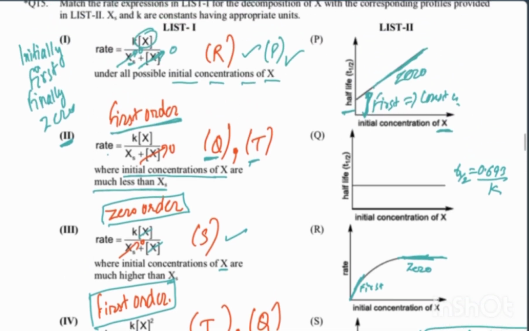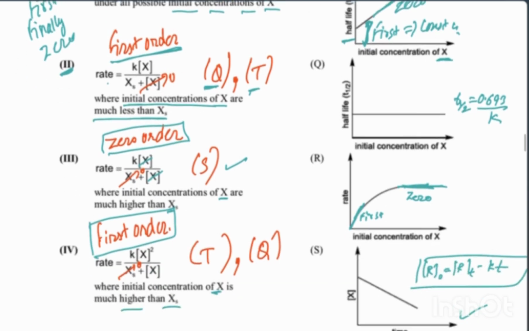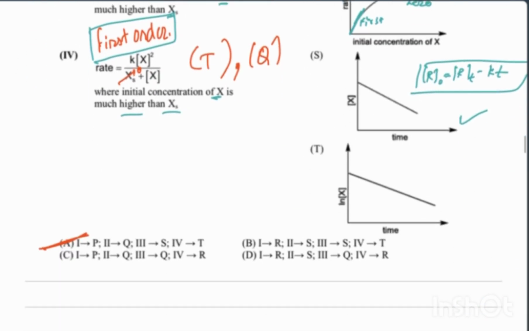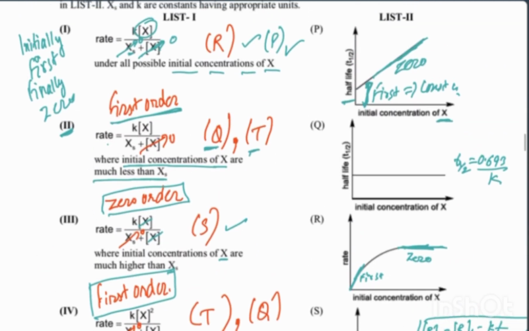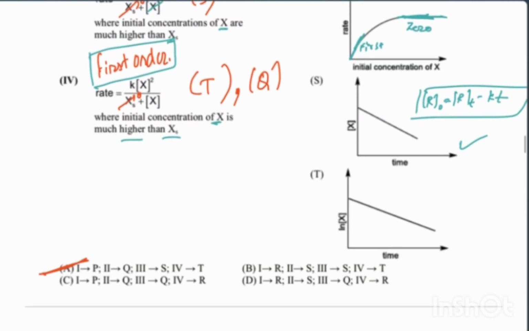So if you see all these, you will see that the correct option for this question is the first option, PQST. So PQST is matching with this. That's why the correct option is the first answer, option A.